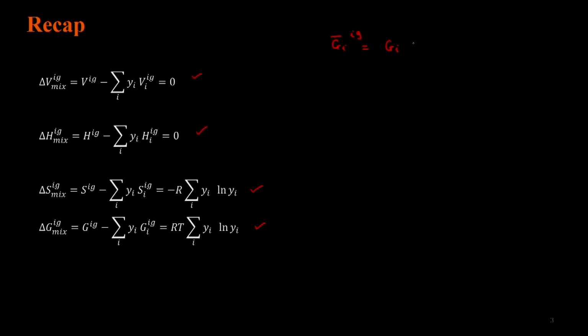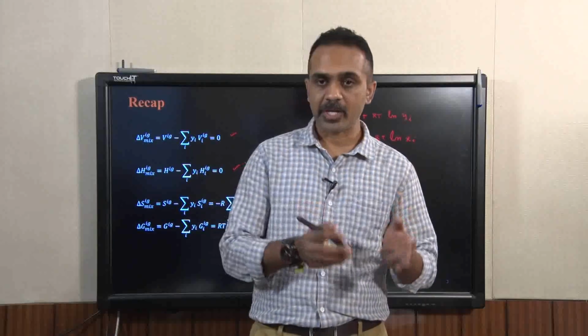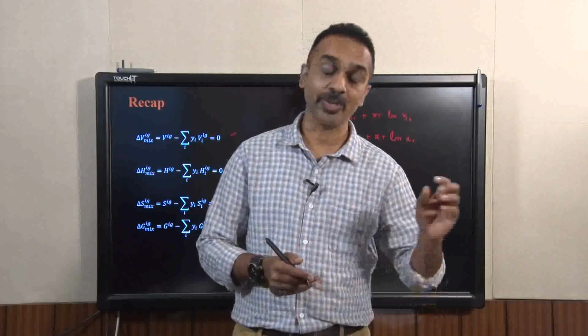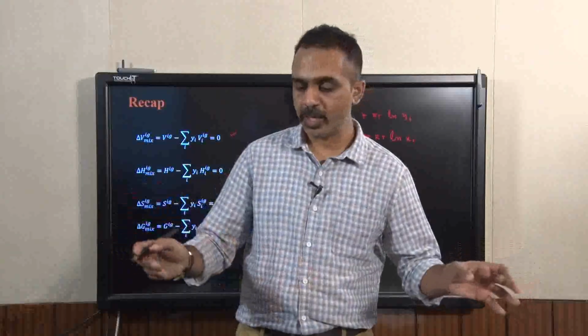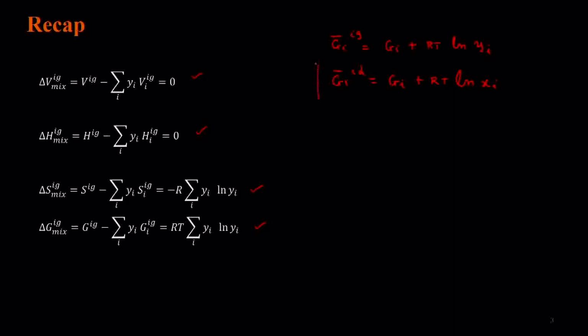For example, in an ideal gas, Gi bar ig is Gi plus RT ln Yi, and we said in an ideal solution, Gi bar id is going to be related through an analogous equation, Gi plus RT ln Xi. This ideal solution can be applied to dense phases, dense gases, or liquids as well. The only requirement is that the partial molar Gibbs free energy for each species i in the mixture is related to the pure component Gibbs free energy via this equation.